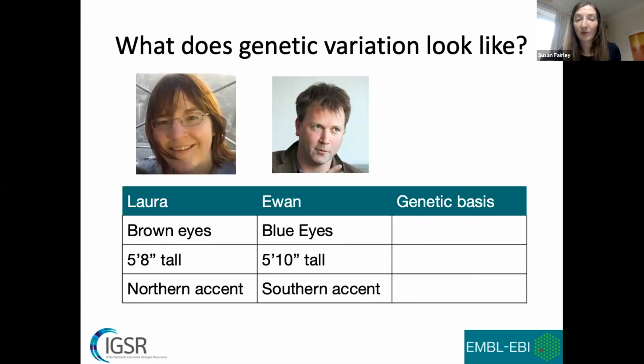And on this slide, we've got a list of about 3 different traits, and we're saying what characteristics Ewan and Laura have for each of these. The first one is eye color, and we've got height, and then we've got accent. And what we're interested in thinking about here is what the genetic basis might be for these. And I think we have a series of poll questions for each of these. And I think first up is going to be eye color.